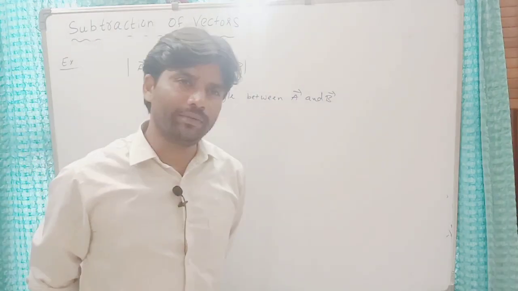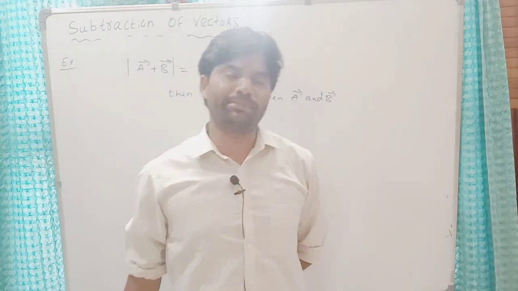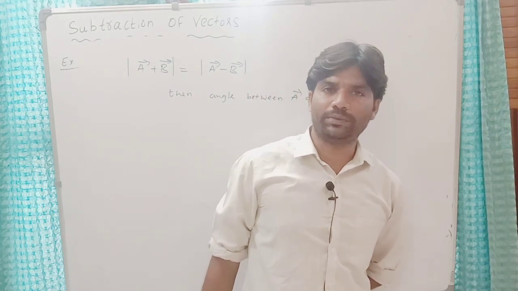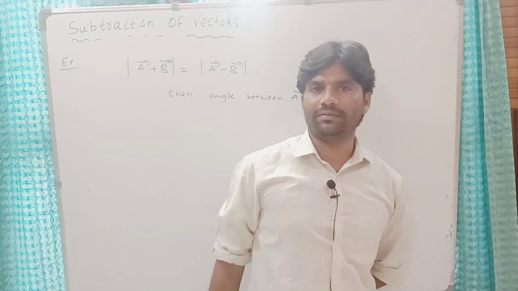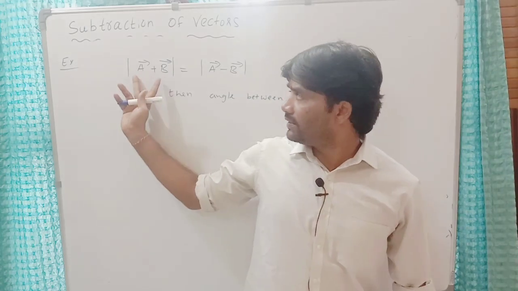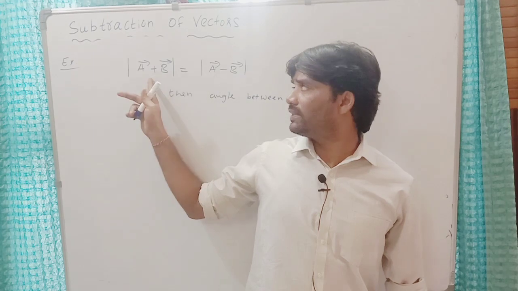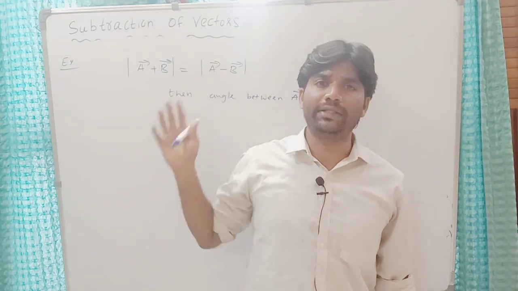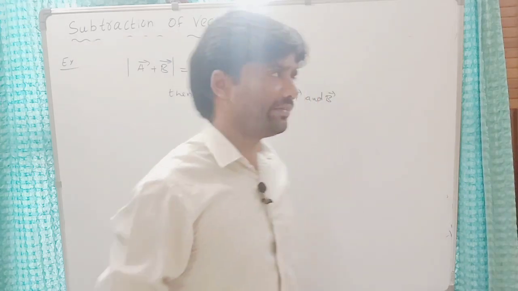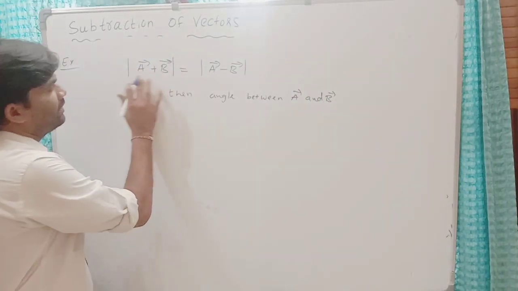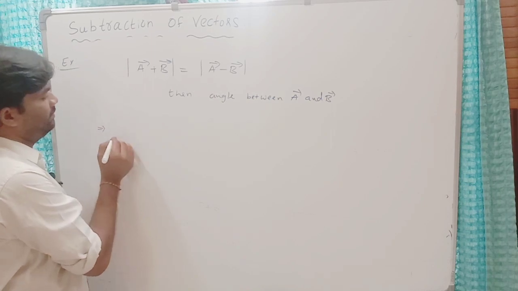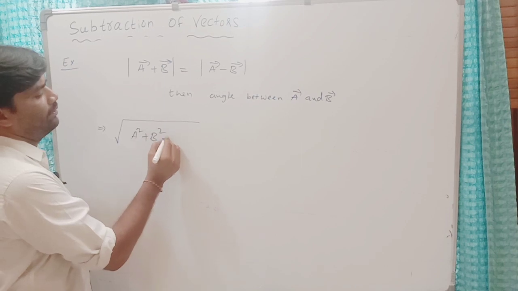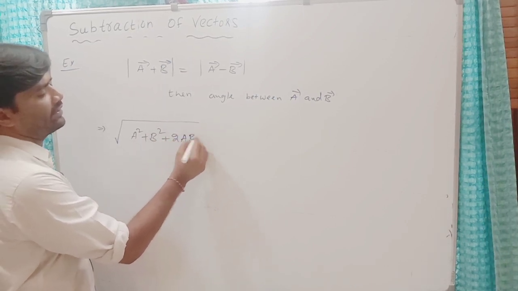So as I told you, the mod of A plus B is maximum when two vectors are parallel, and it is minimum when two vectors are antiparallel. At the same time, when it is maximum, this is minimum. When it is minimum, this is maximum. Right? These two magnitudes may be equal for certain angle. Let us check by equating this. What is the mod of A plus B? So we have written this formula: A square plus B square plus 2AB cos theta.